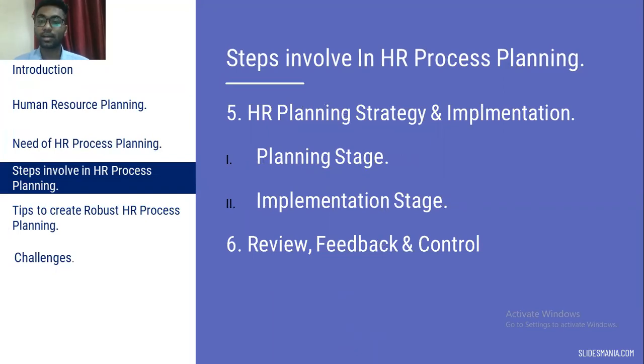Then planning the strategies and the implementation. In the planning stage, first of all we will plan many strategies, do brainstorming, and do the analysis to choose the effective alternative for our organization. Then we have the implementation stage. Here we implement whatever strategies we have planned and get the results. Then taking reviews and feedback and controlling the situation comes under the sixth step, which is the last step of HR process planning. It is a continuous process, not a one-time process.